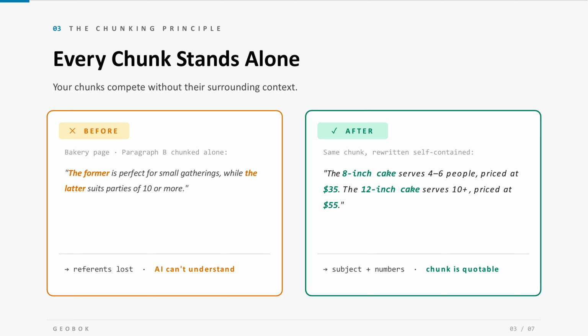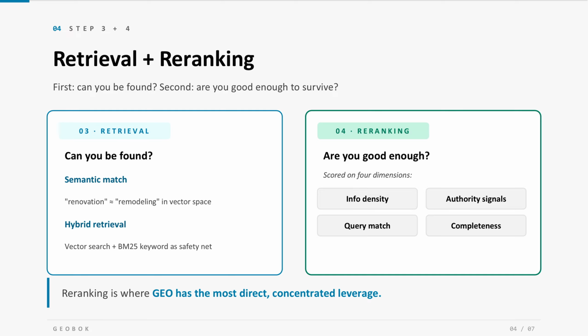No pronouns pointing outside the chunk. No the former. No as mentioned above. The chunk must carry its own subject, its own numbers, its own conclusion. Step 3. Vector retrieval answers the question, can you be found? It compares semantic distance between the user's query vector and all chunk vectors in the index, returns top n closest.